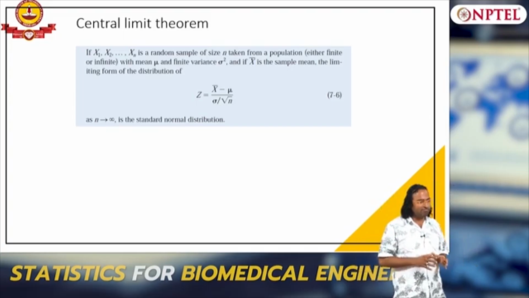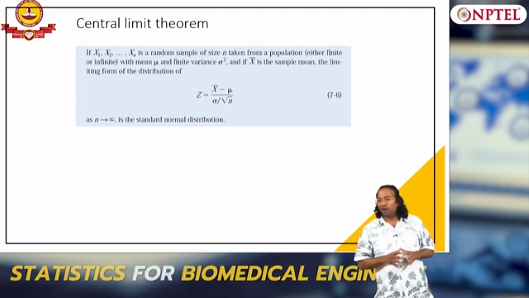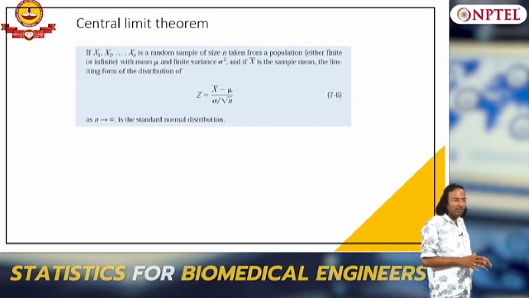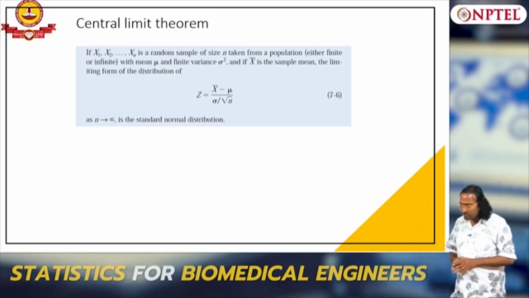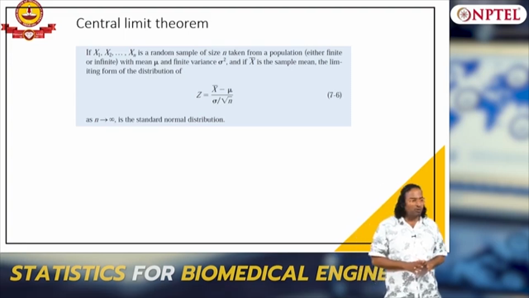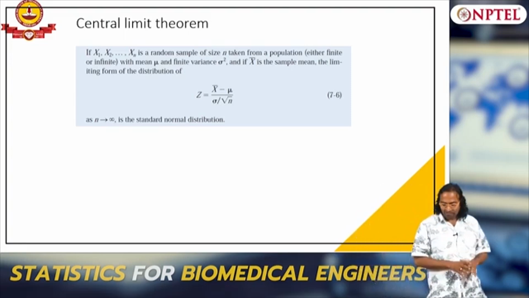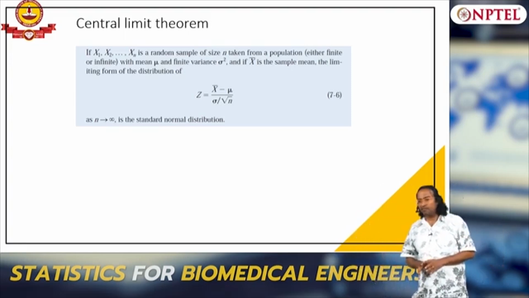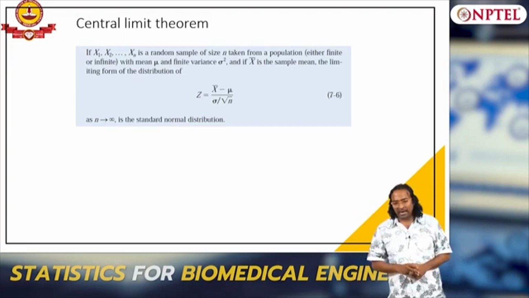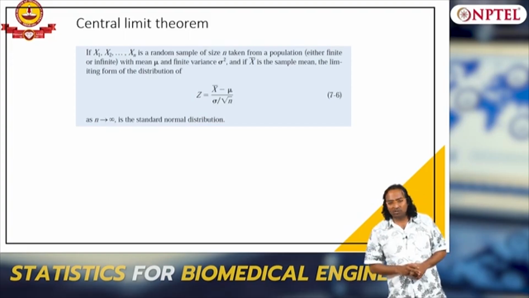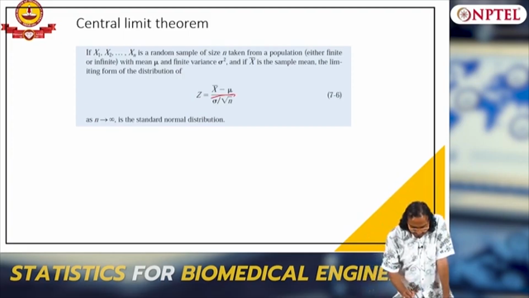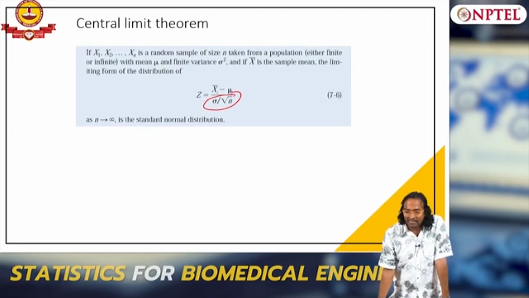If x1 to xn is a random sample of size n taken from a population, so you are taking n samples from a population with mean mu and finite variance sigma square, and if x bar is the sample mean, the limiting form of distribution is standard normal distribution, z equals x bar minus mu divided by sigma over root n. Why am I doing sigma over root n here in the denominator? Why did I get sigma over root n?